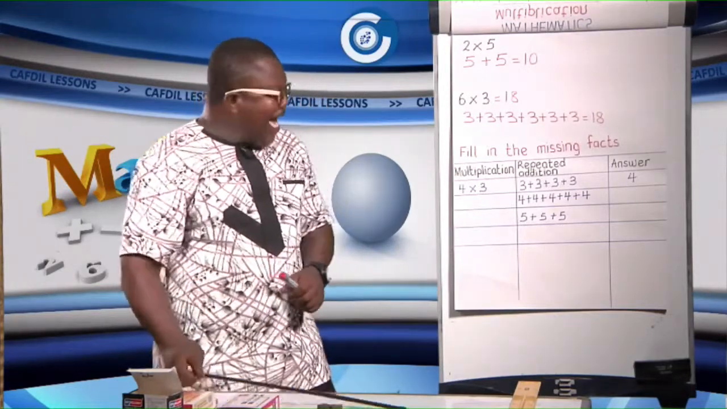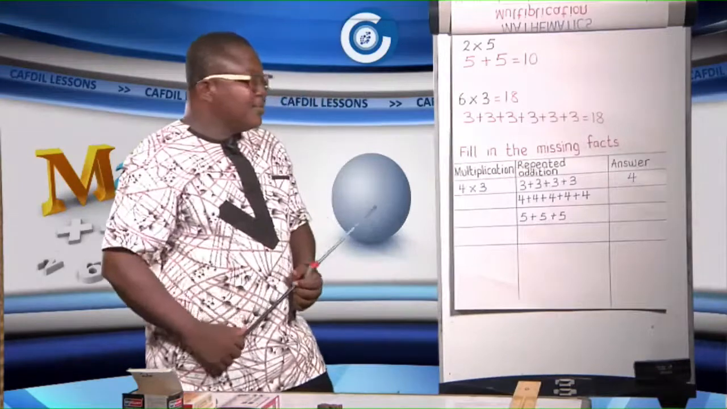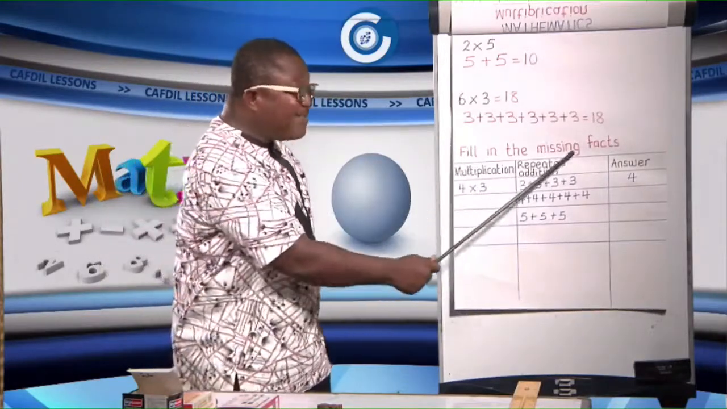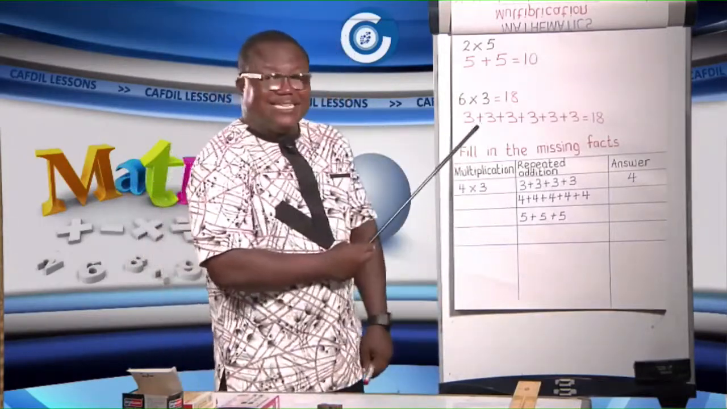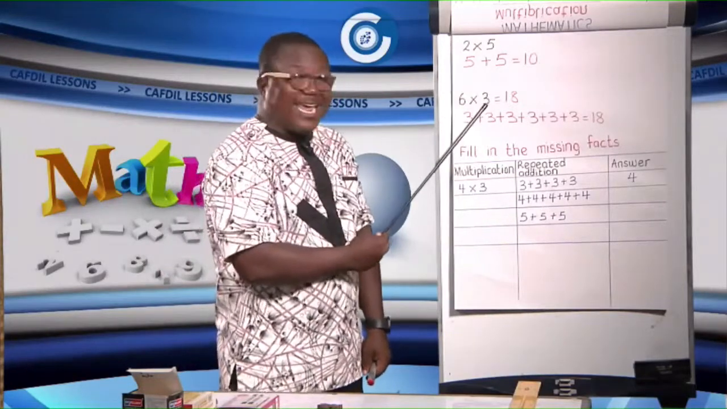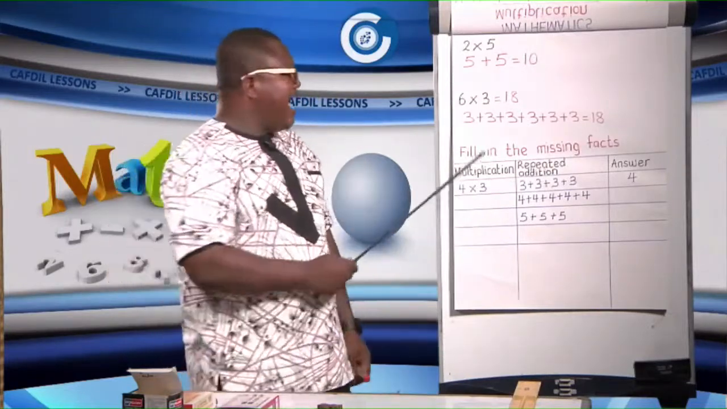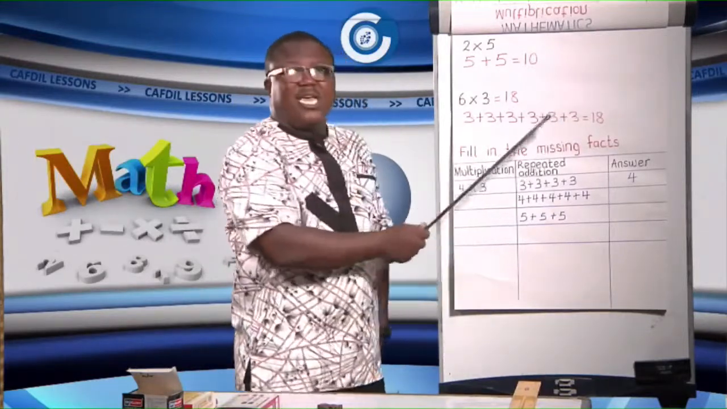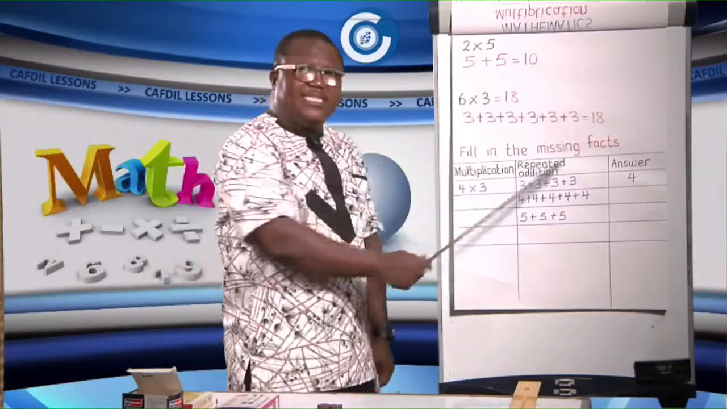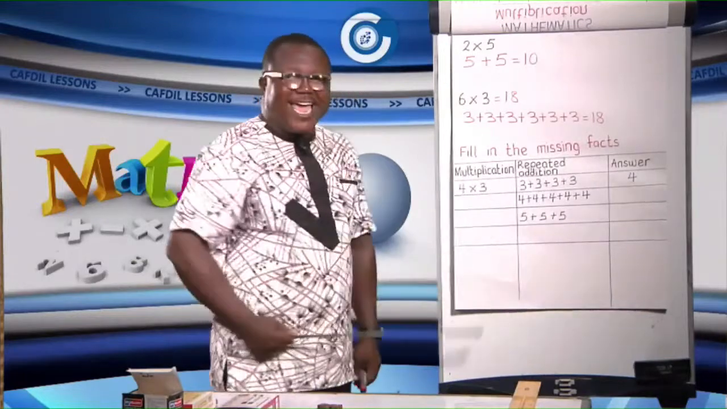Now, I have this nice table here. Let's look at this nice table. They are saying that we should fill in the missing facts. They are facts. Like, as I said here, 6 times 3. You cannot get any other answer apart from what? 18. Or when you add 3 six times, you can't get a different answer apart from 18. So we are saying that it's a fact. So now we want to fill in the missing facts here.